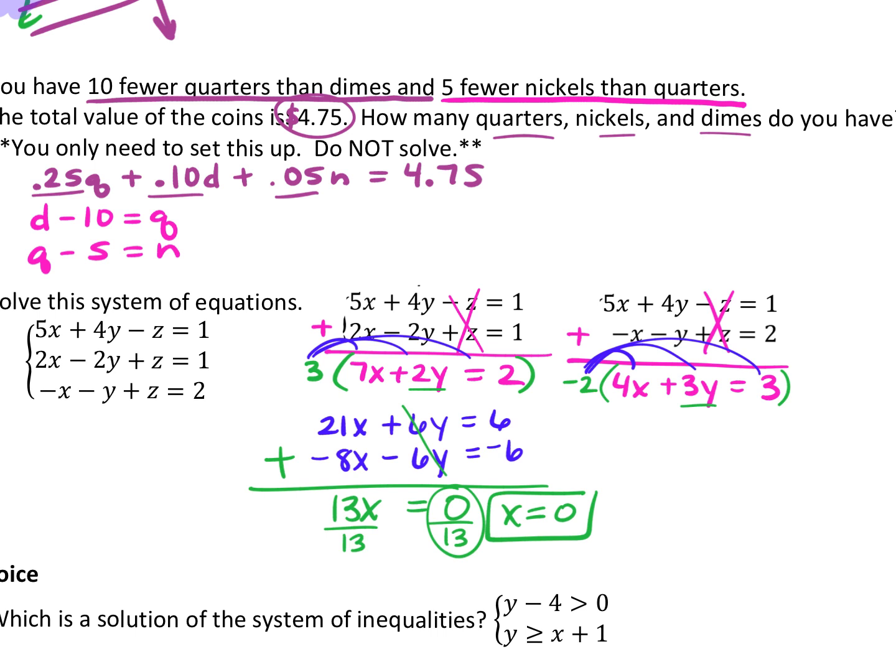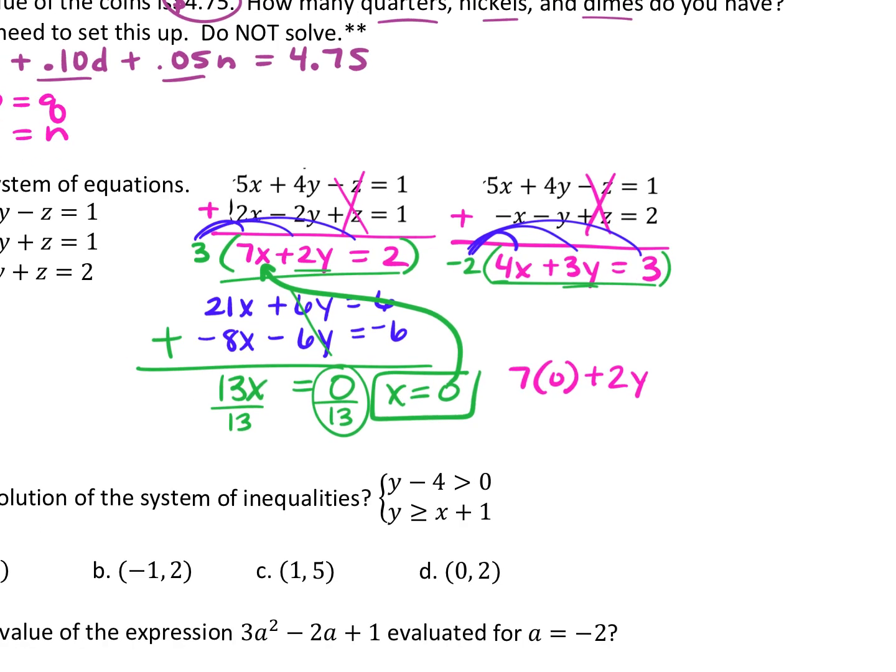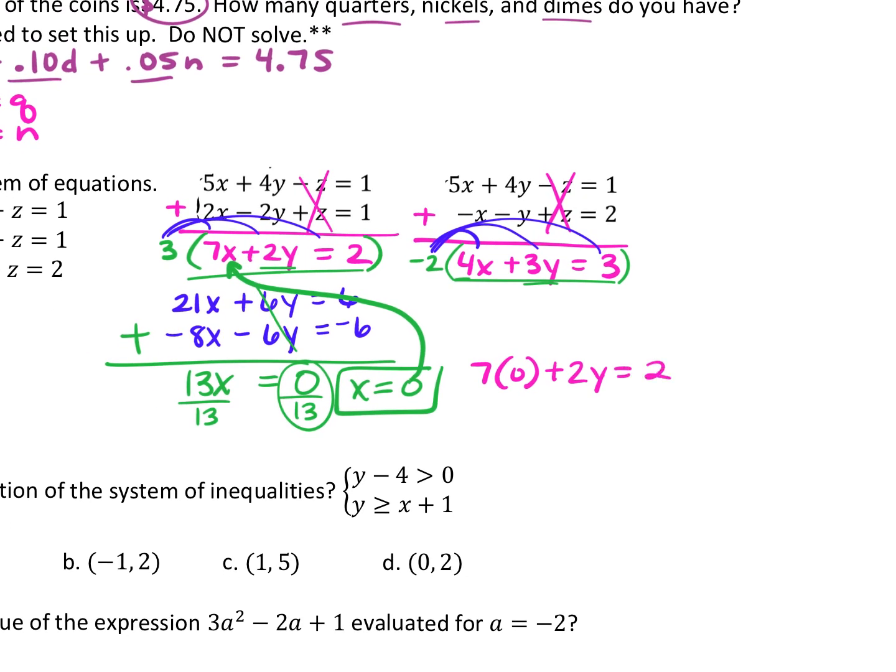Now we can plug that back into one of the pink equations up here to solve for y. So I would probably go here. So that's going to be 7 times 0 plus 2 times y equals 2. So this is 0. So 2y equals 2, and we divide by 2. So y is 1.